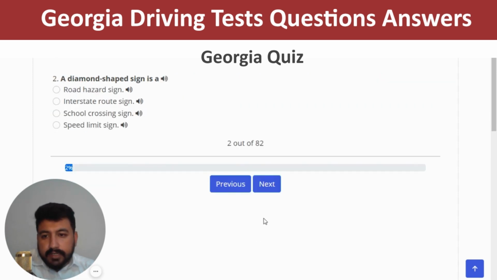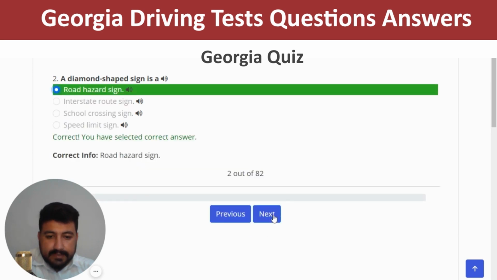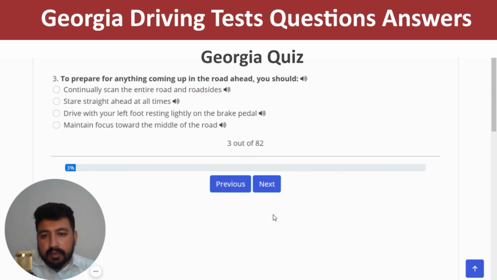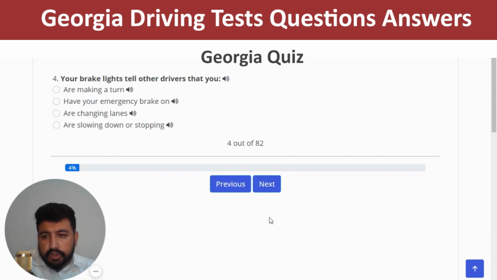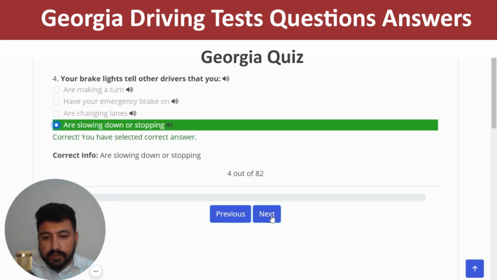Correct. And next. A diamond shaped sign is a... The right answer is road hazard sign. So first option should be the right one. Yeah. And next. To prepare for anything coming up in the road ahead, you should continually scan the entire road and roadsides. So first option again, right? And next. Your brake lights tell other drivers that you... The right answer of fourth question is are slowing down or stopping. So fourth option, right? And next.